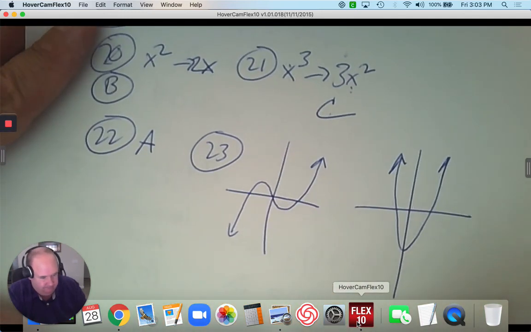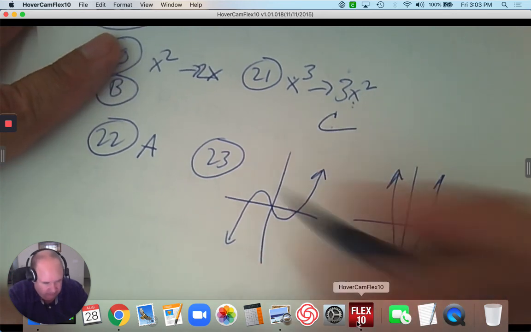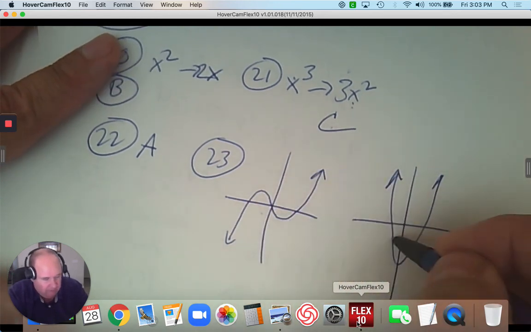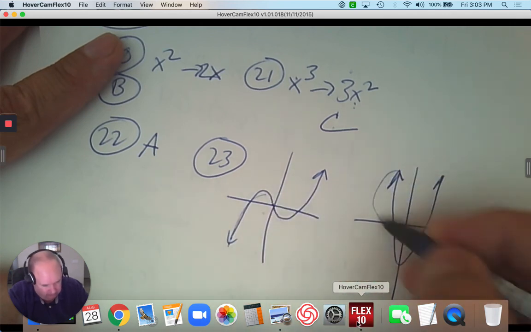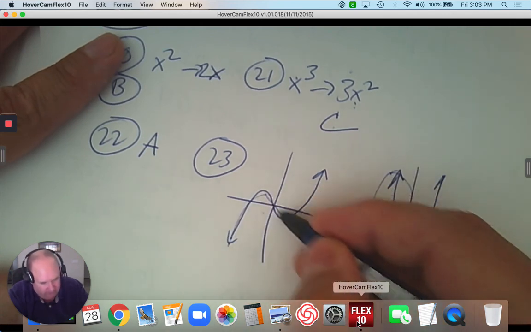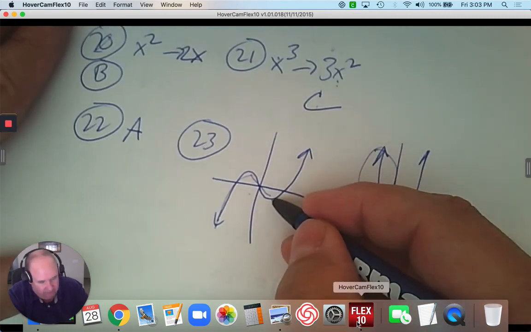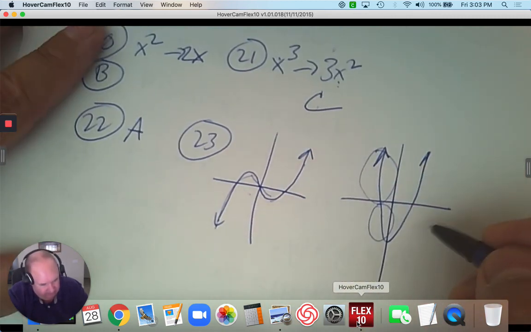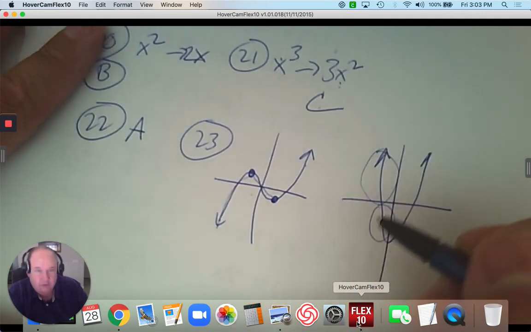This one, how does this one match? So what we're looking for is increasing and decreasing. So the derivative tells you where that is. So first it increases, so it's above, and then it decreases, so it's below, and then it changes to increasing. So I want you to notice that and match it up here.